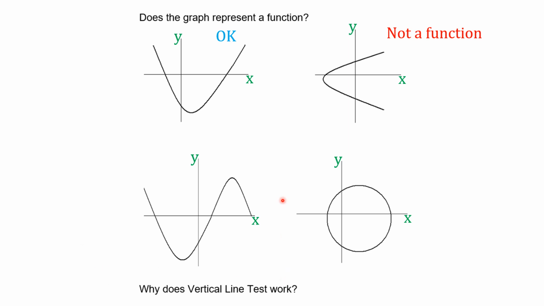Let's look at another one. This one goes up, it goes down, it goes up, it goes down. Now, every point where I give you an x, you can give me back exactly one y. There's no indecision. I give you an x here, you go up to the function, you go over, you tell me what the y is.